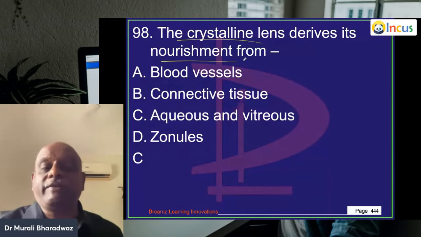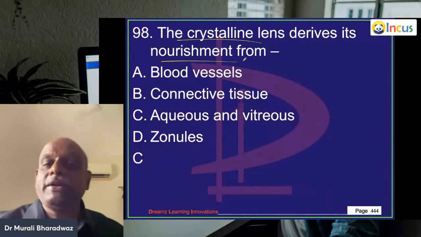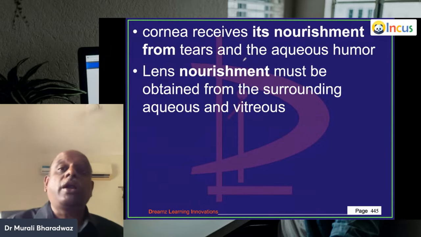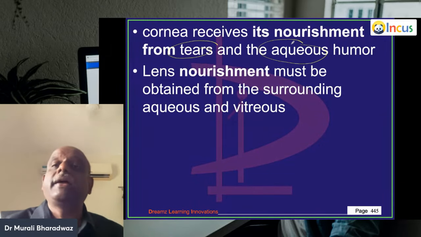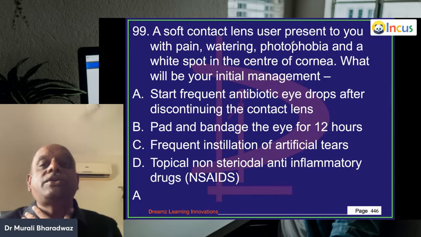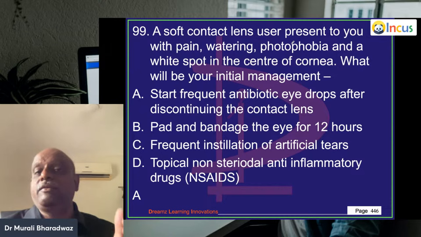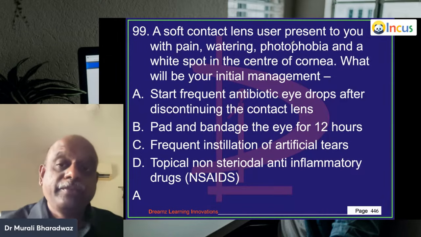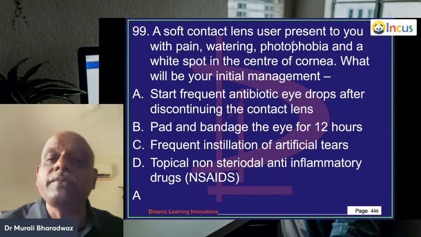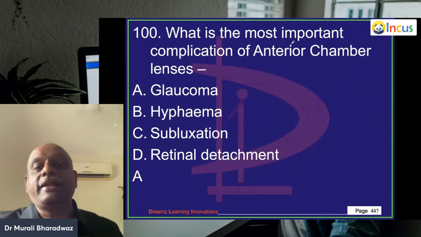Crystalline lens, from where does it get the nourishment? Aqueous humor, vitreous humor. Cornea gets from tears and the aqueous humor. A soft contact lens user presents to you with pain, watering, photophobia, white spots in the center of the cornea. What do you want to do? Start frequent antibiotic eye drops after discontinuing the contact lens.